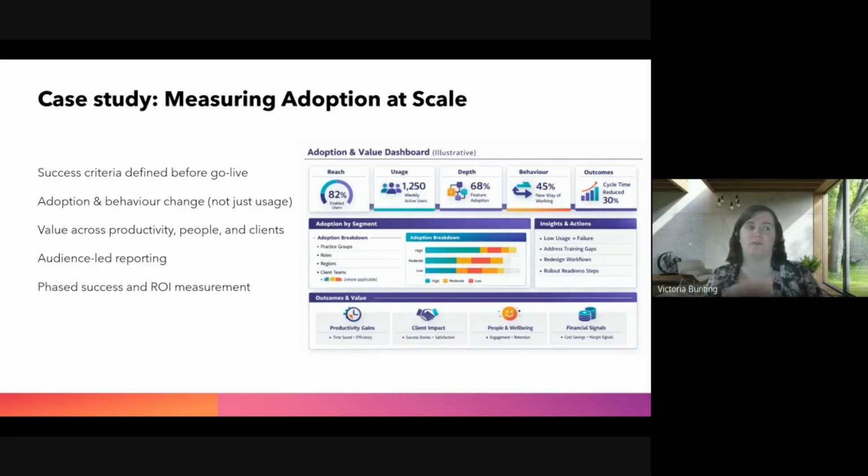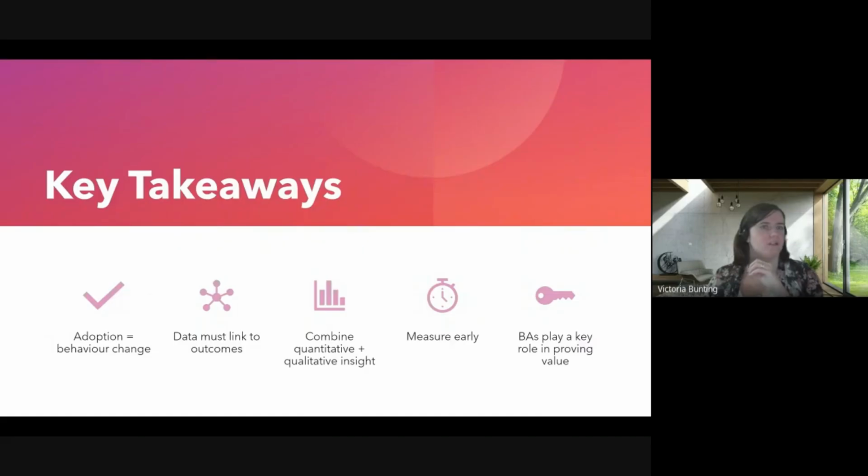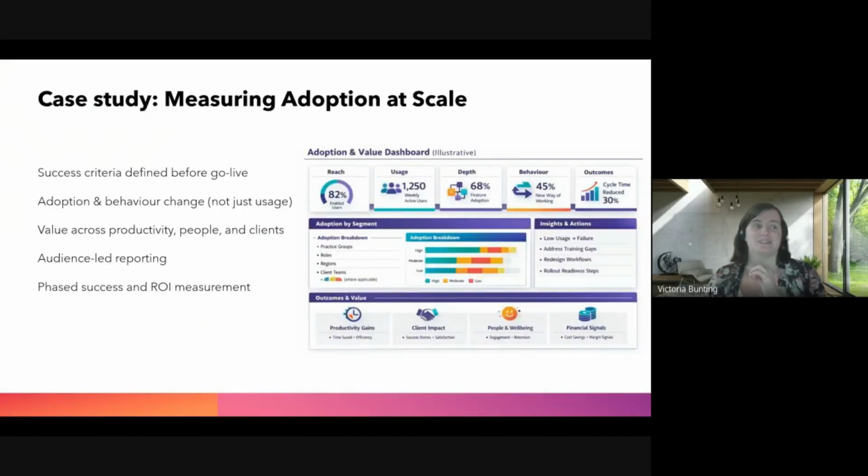So this is an example of what we mean by adoption-led reporting. At the top layers on the chart, we're going to be showing the adoption levels, so the reach, the usage, the depth, the behaviour and the outcomes. So we don't stop at activity alone. In the middle, we segmented adoption by the practice, by the role, by the office. So we can really support and look at the patterns, seeing if there are any patterns with regards to how people are adopting or not adopting, and help us make that adoption strong and support where it's needed.